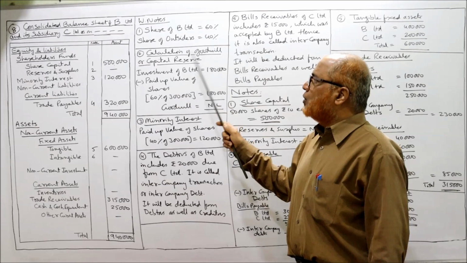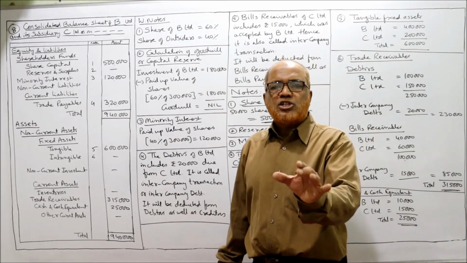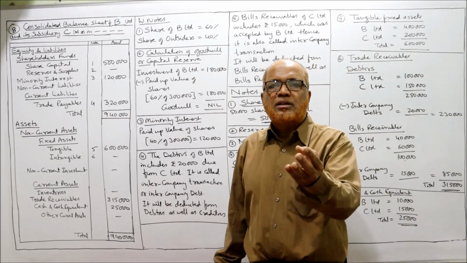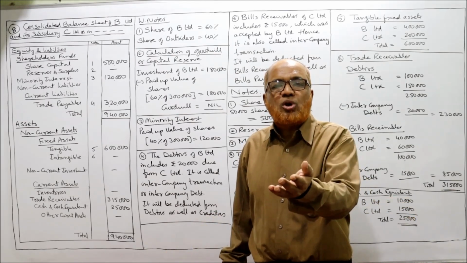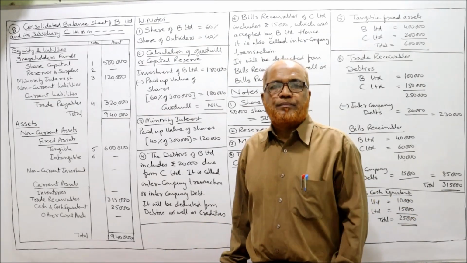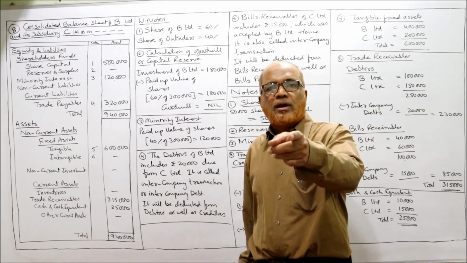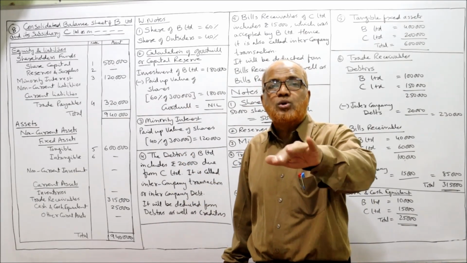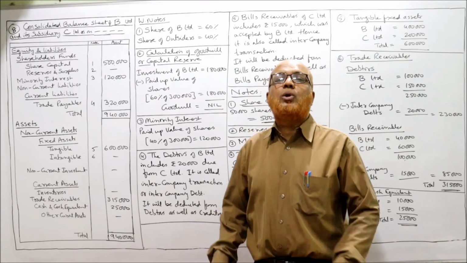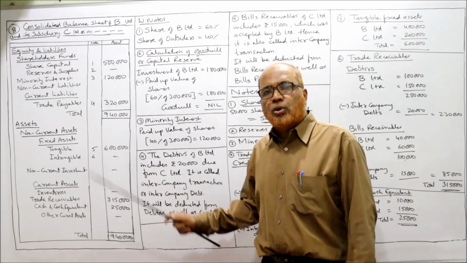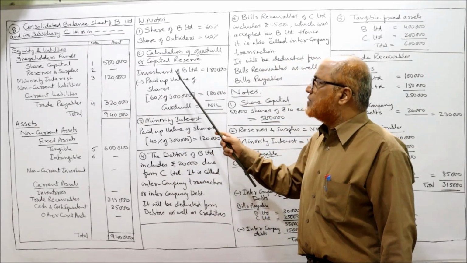Next, calculation of goodwill or capital reserve. See here, in this problem, the positive point is that the reserves and P&L account are not at all given. So there is no question of capital profit. Before calculating goodwill or capital reserve, we always calculate the capital profit. But here in our problem, we don't have capital profit. So directly we can calculate goodwill or capital reserve.